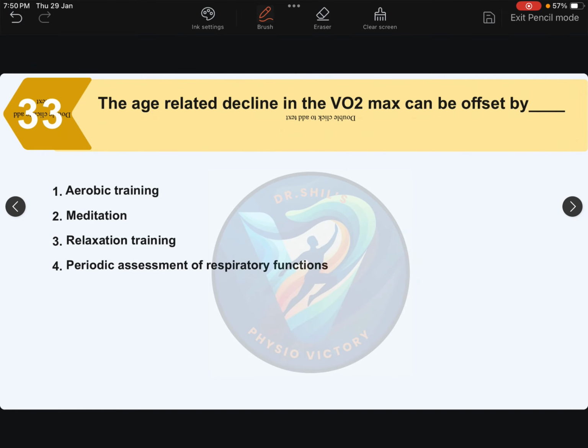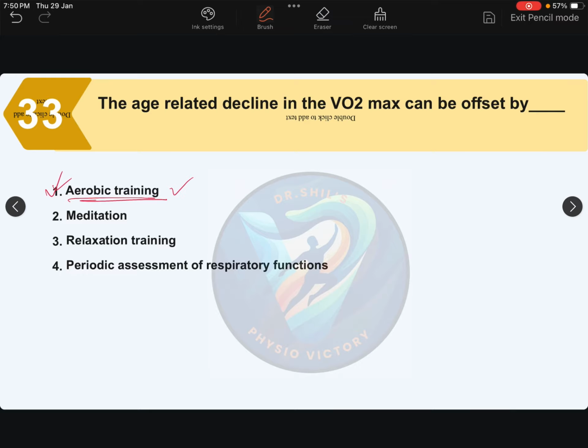Next, come to question number 33. The age-related decline in the VO2 max can be offset by option 1, aerobic training, option 2, meditation, option 3, relaxation technique, option 4, periodic assessment of respiratory functions. Here, the clear answer is aerobic training. Option 1 is the correct answer.